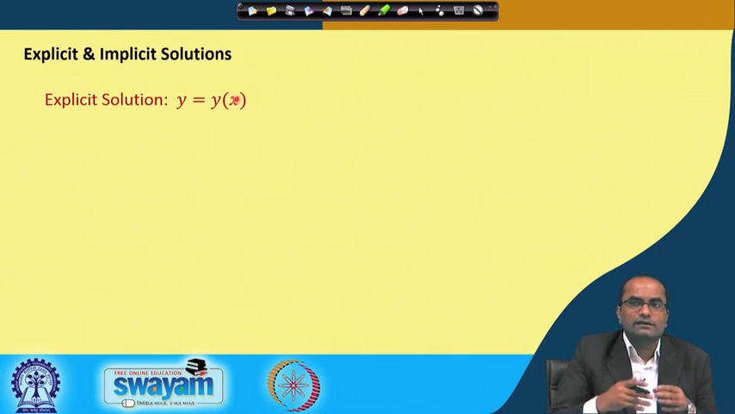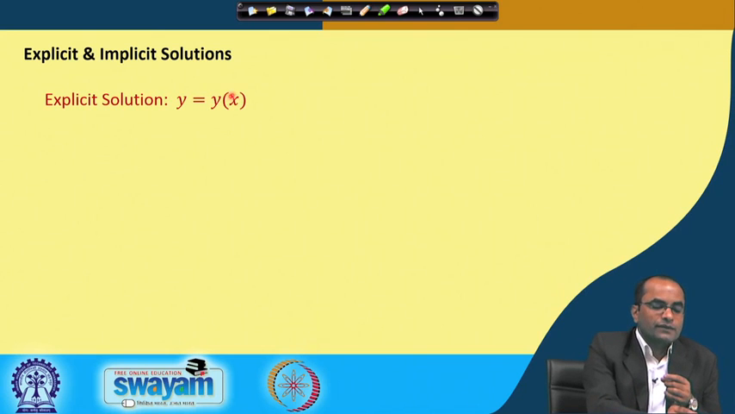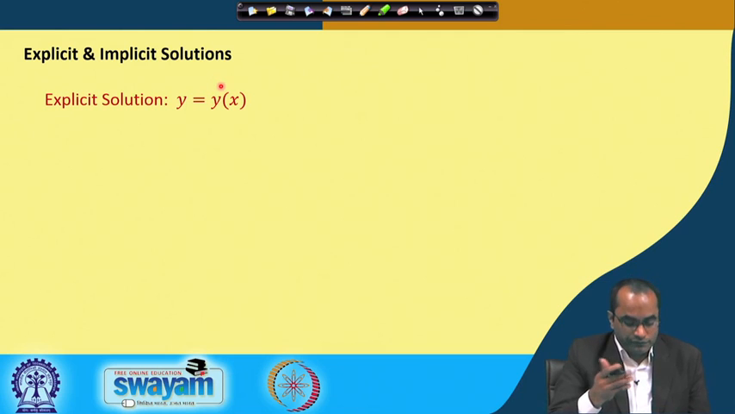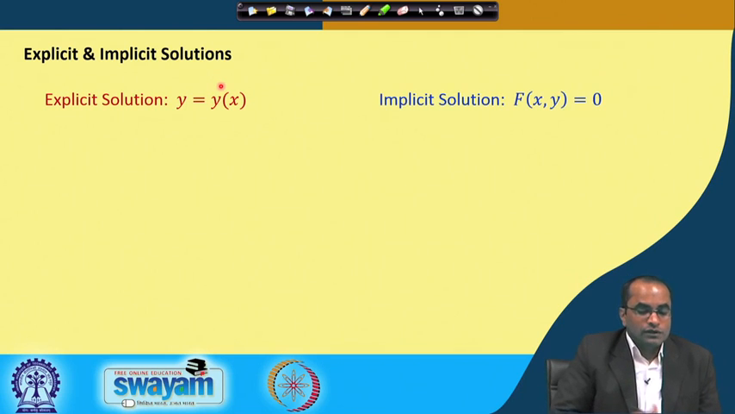So, if we get out of our differential equation the solution in this form, that y is equal to a function of x, that is the explicit solution. And in case of the implicit solution, we get a relation of x and y which satisfies the given differential equation, and therefore, this is called the implicit solution.